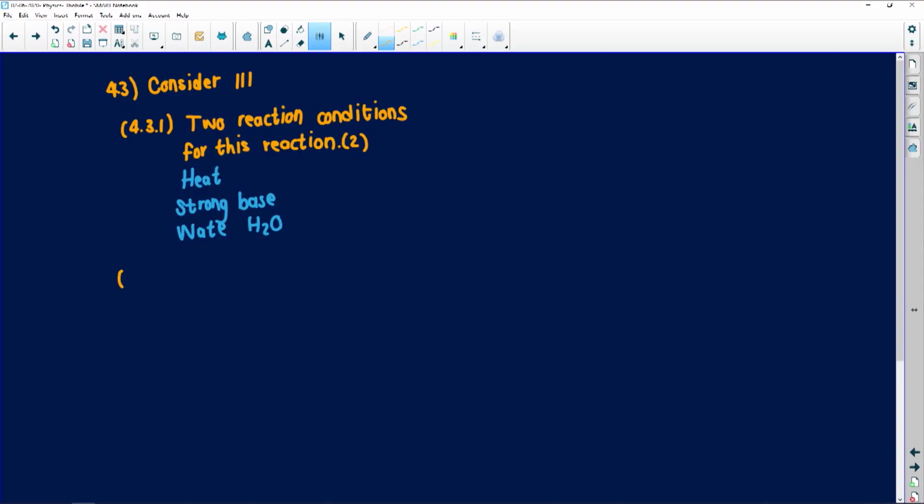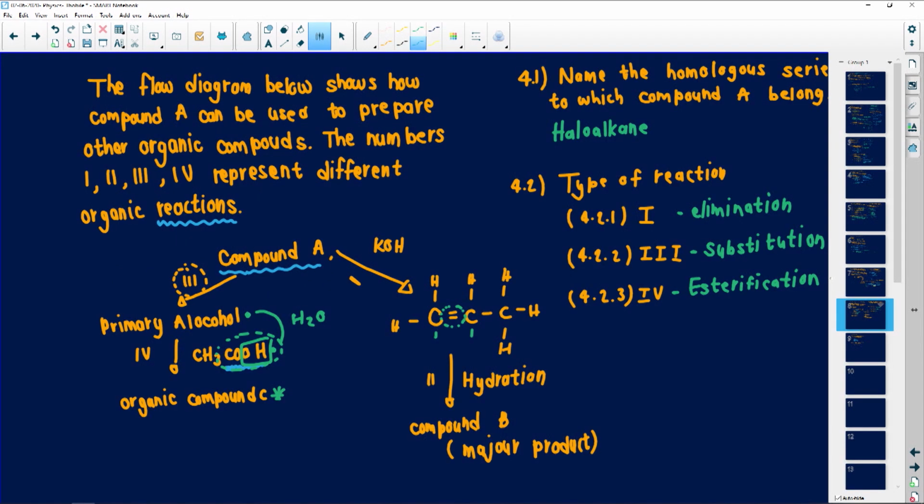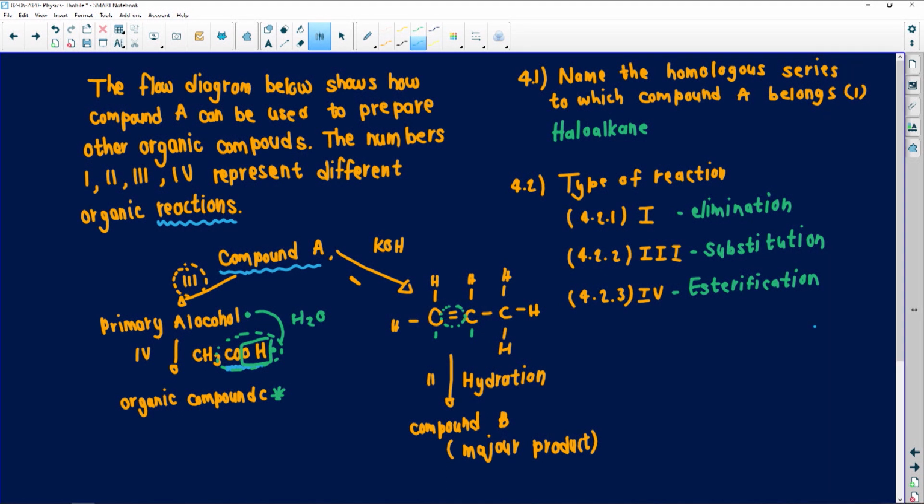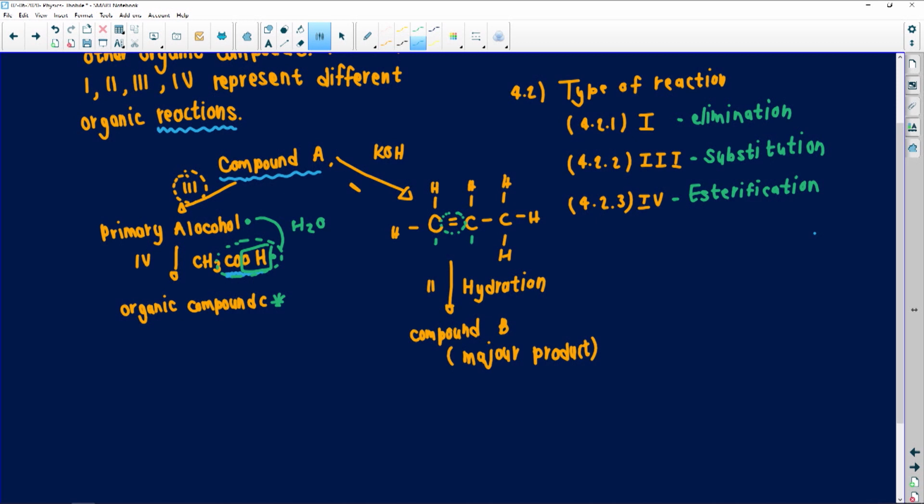The next one, which is 4.3.2, says we must give the IUPAC name of the primary alcohol. So now, remember, this is where I'm going to get it from. Let me use this color. I'm going to go back to this one here. Which one has given us the most information in this diagram? Here I just have a name. It just says primary alcohol, but I don't know what the primary alcohol is.